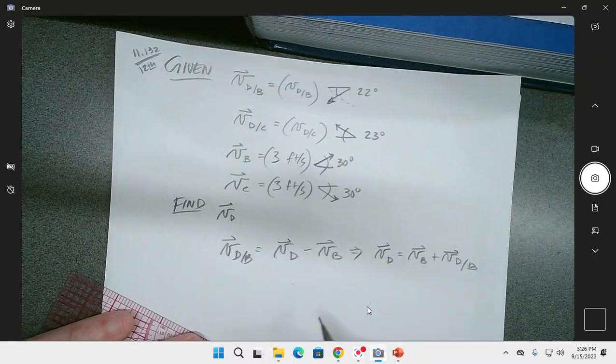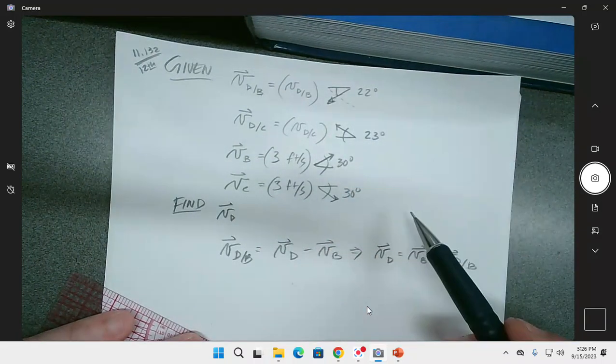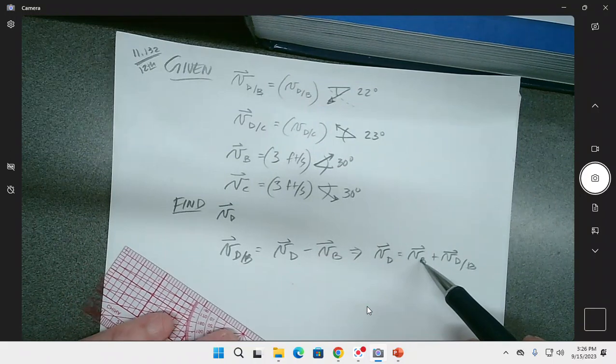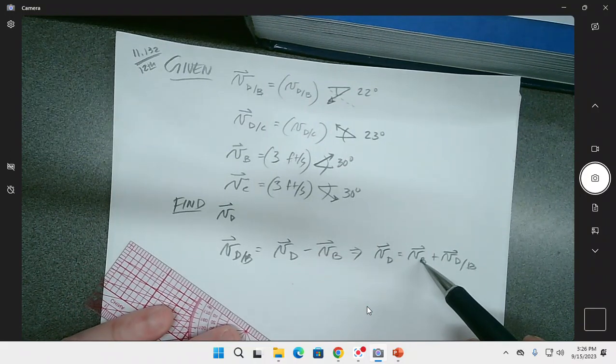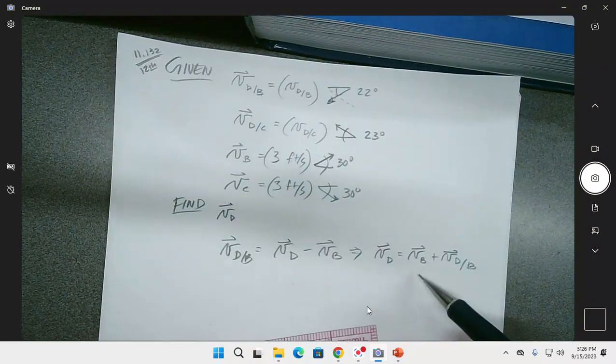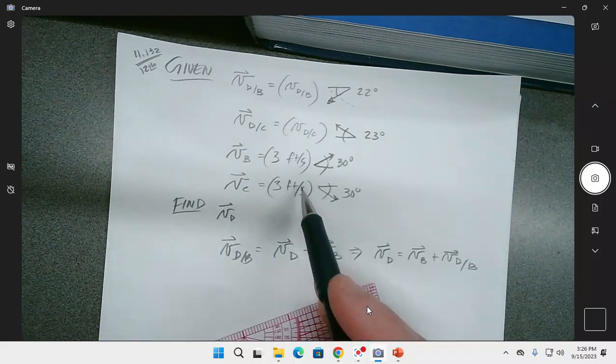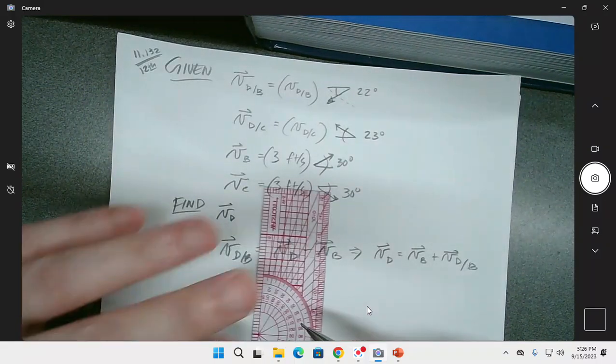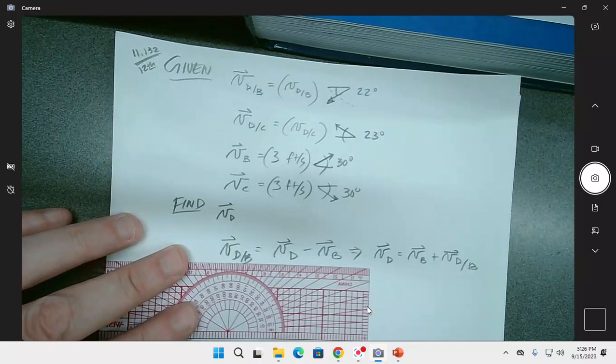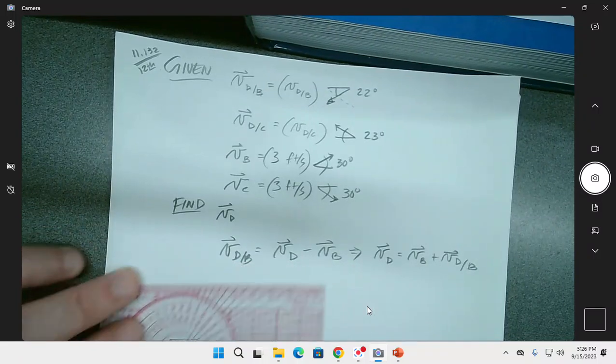So we could draw out the ones that we know. We know that VB is going upwards at 30 degrees, VB. So I'm going to draw that like, here's my horizontal.